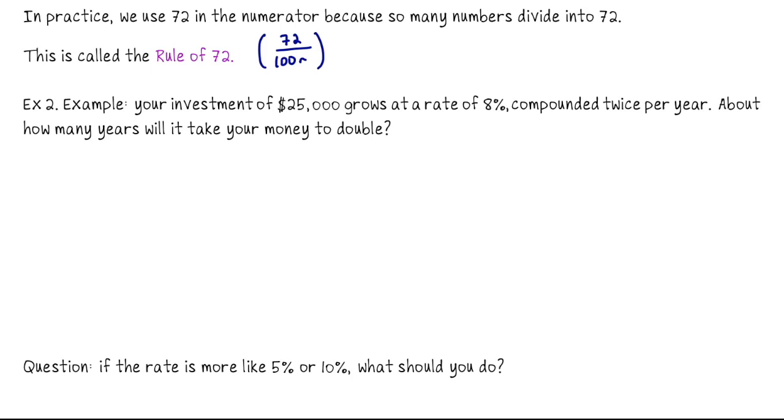Okay, so here's a second example. Suppose this time your investment of $25,000 is invested with a rate of 8% compounded twice per year. How many years will it take your money to double? If we wanted to do this quickly, we would say that's going to happen in about 72 divided by 8 years, which is 9 years. How good of an approximation is this? Pretty good. The true value is closer to 8.84 years.